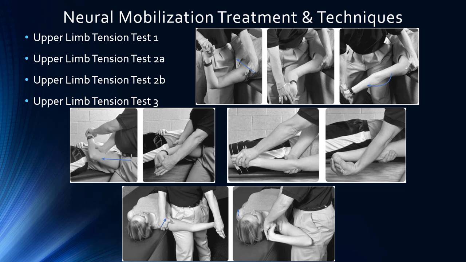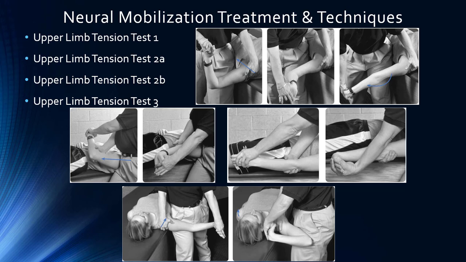The clinician's thigh depresses the patient's shoulder girdle. Bring the patient's arm to about 10 degrees of shoulder abduction. Extend the elbow and laterally rotate the arm. Slide your hand down to the patient's hand and extend the patient's wrist, fingers, and thumb.